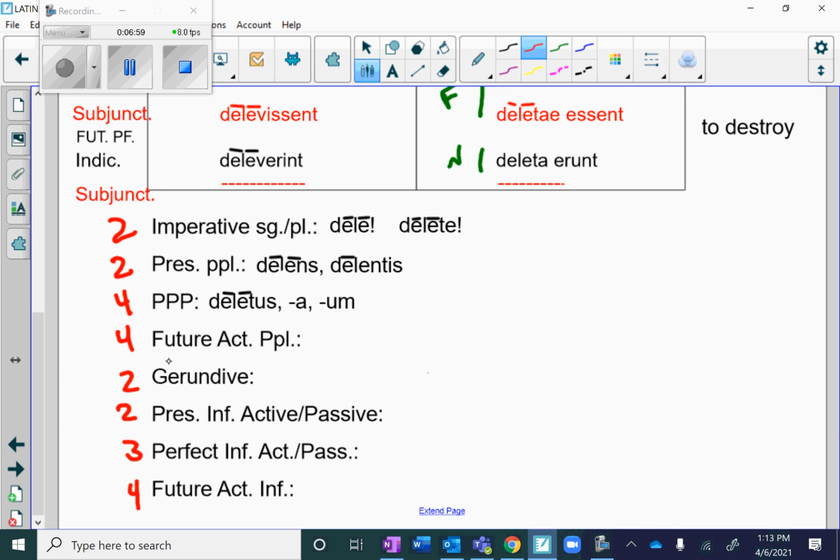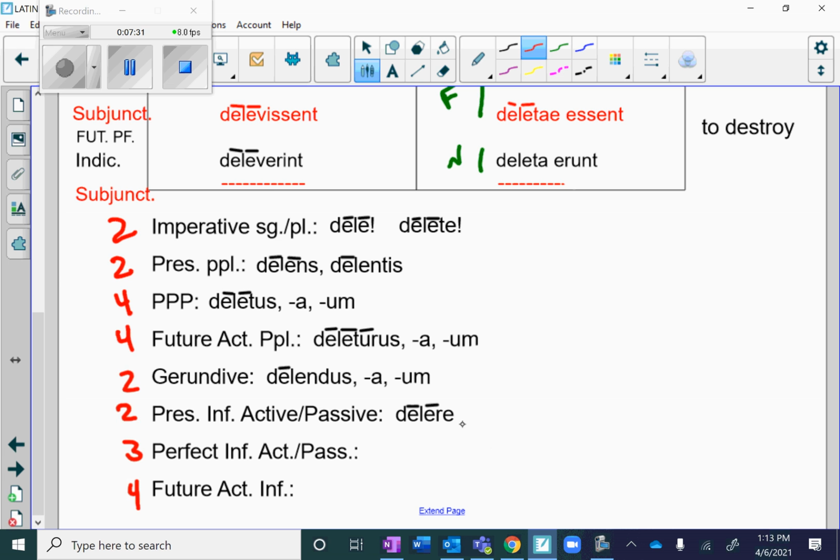The future active participle, describing somebody as about to destroy. We're going to use that stem, delet-, and add the -ur, -us, deleturus. Okay. To describe somebody as to be destroyed, we're going to go back to our second principal part stem, dele, and add our -ndus for the gerundive, for the future passive participle. Present infinitive is your second principal part, delere, to destroy.